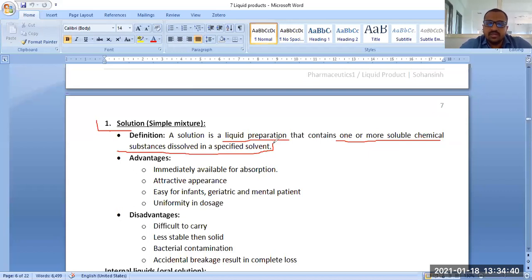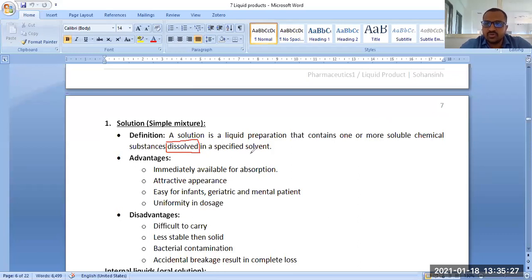And what is the requirement of a solution? Your solute must be dissolved in your solvent. As per the definition, it is a liquid preparation that contains one or more soluble chemical substances dissolved. That word is most important: dissolved. If your substance is not able to dissolve in a solvent, then it is not a solution. It may be a suspension, it may be an emulsion, but it is not a solution. Clear? So that word is important. All your ingredients must be dissolved in the specific solvent.